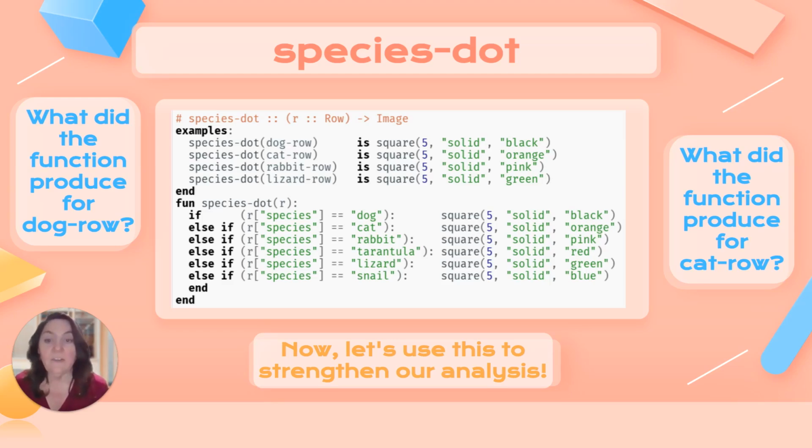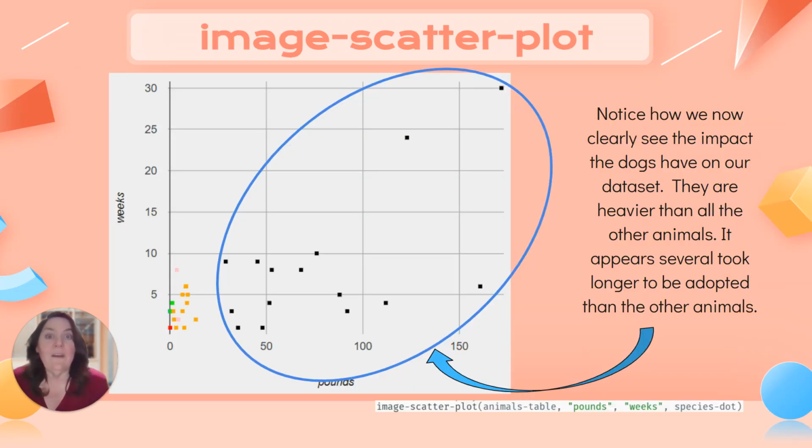I am looking at the function and I see each piece has a different condition. Each species has a different condition and a different colored square. So the pirate will go down, pull in a row and say, if species is dog, I'm going to do this. I don't need to look at anything else. But if it's not dog, then it's going to go to the next line of code and check species and so on down the list. So we want to use this to strengthen our analysis.